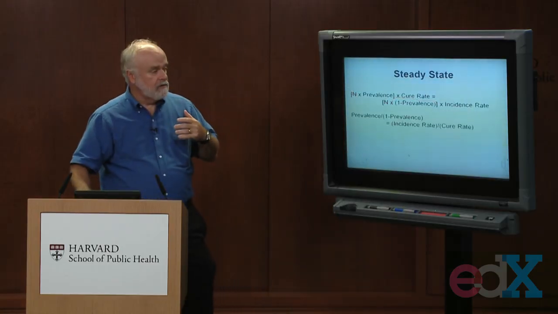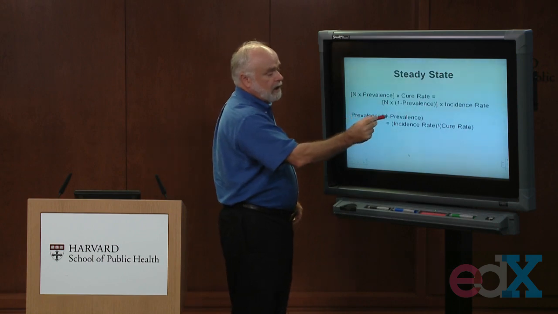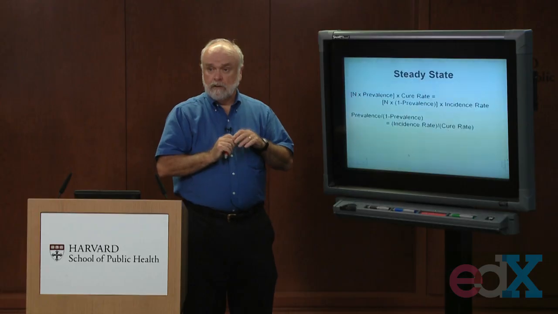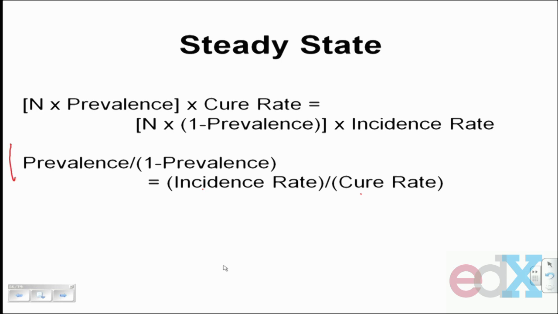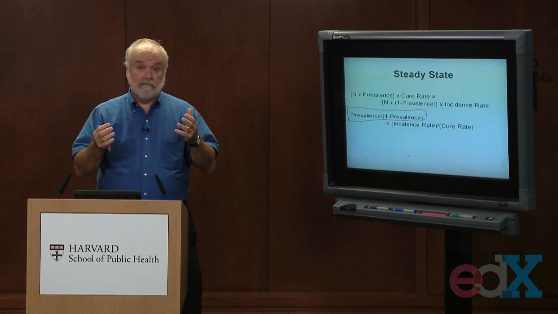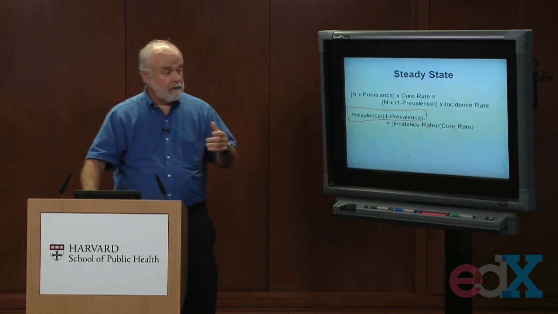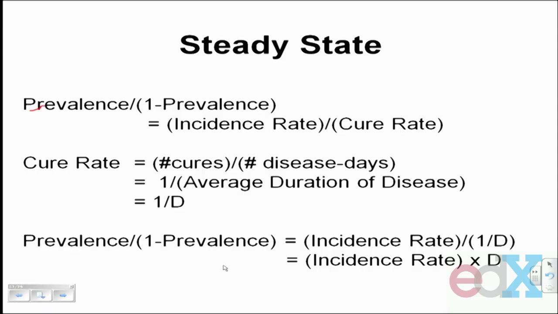And what I will have when I do that is an equation that says prevalence divided by 1 minus prevalence equals incidence rate divided by the cure rate. I'm going to take the cure rate and put that on the other side of the equation. Well, the left-hand side of this equation is something that we've seen before. A prevalence is a proportion, the proportion of people with disease. Prevalence over 1 minus prevalence is the odds of having disease. So this equation can be simplified by saying that the prevalence over 1 minus prevalence, or the odds of having disease, is equal to the incidence rate divided by the cure rate.